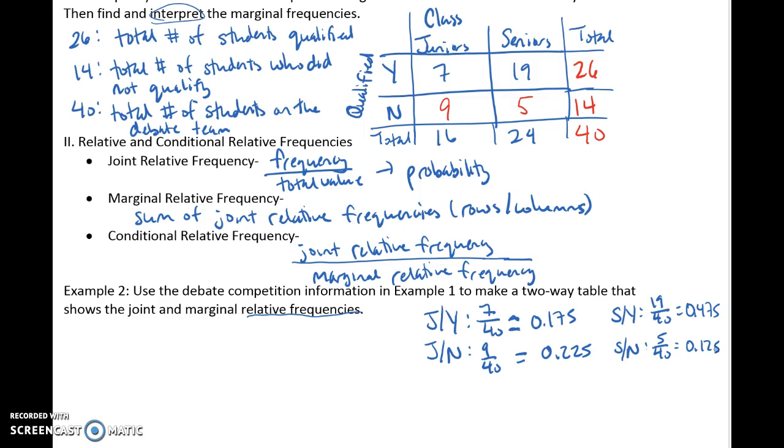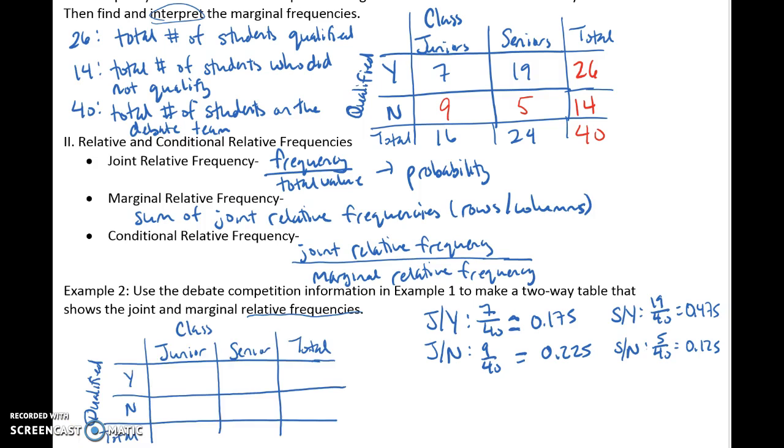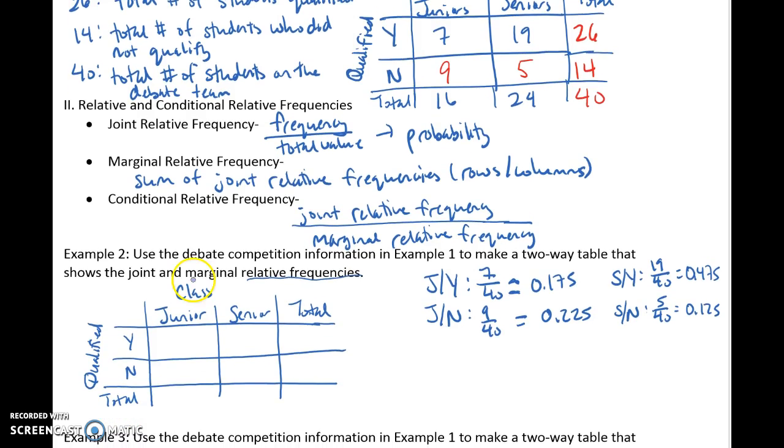So I can put this together into a table, just basically copying over what we had in example 1 as my labels. All right, there you go. I'm adding in the total because if you look in the directions, I'm also asked to find marginal relative frequencies, and I know marginal means adding up those totals. So I'm going to go ahead and fill in my decimals in my table. So 0.175 are juniors who yes made it, 0.475 seniors who made it, 0.225 juniors who sadly didn't make it, and 0.125 were the seniors who sadly didn't make it, right?